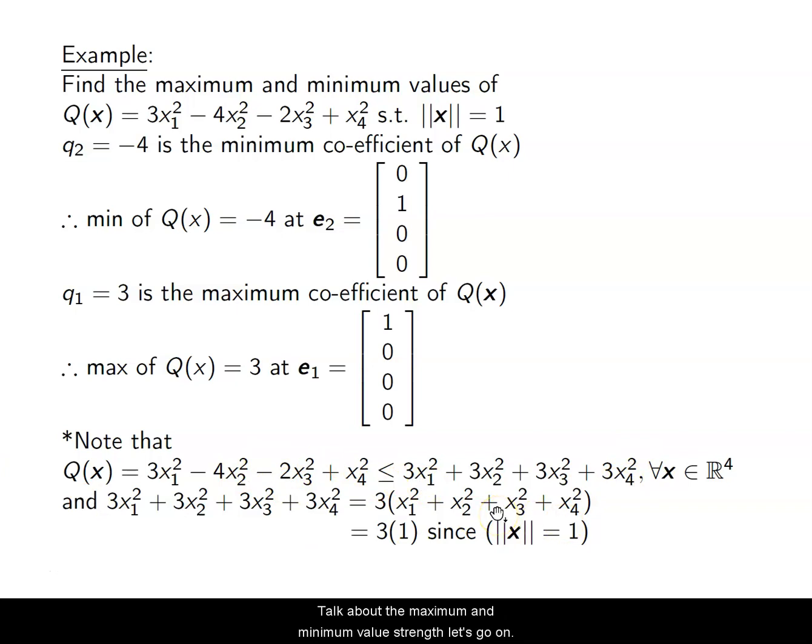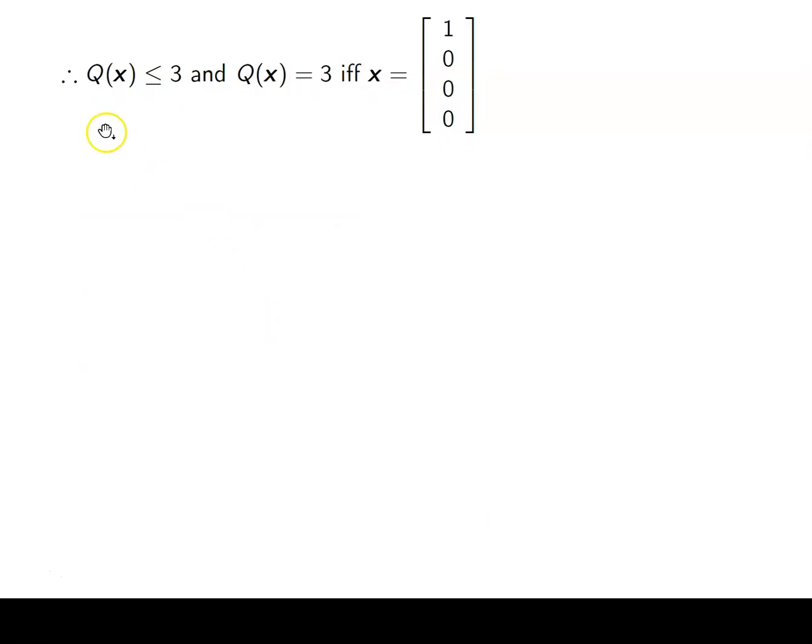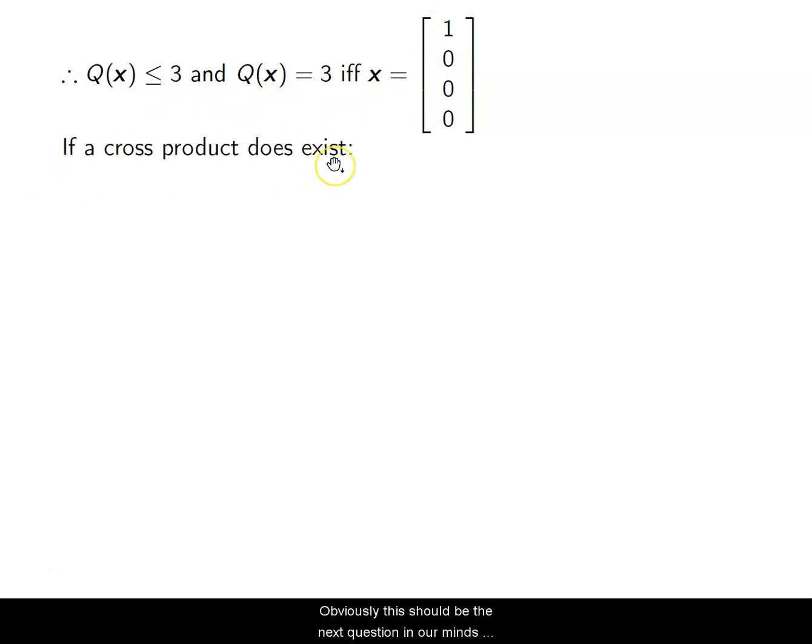So let's go on to our last example. Therefore, this is always less than or equal to 3, and it's only equal to 3 at this location, right? Now, obviously, this should be the next question in our minds: what about when there is a cross product term? How does this change finding the maximum and minimum?